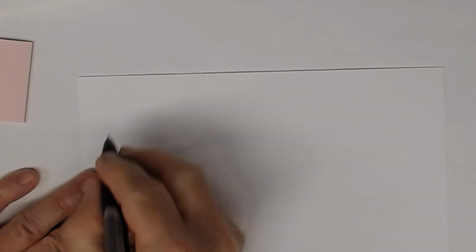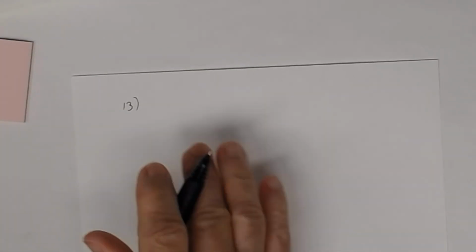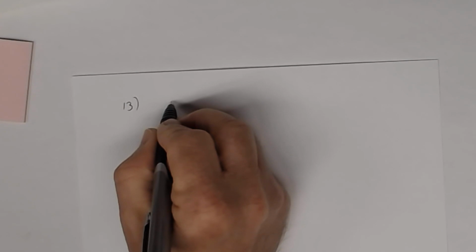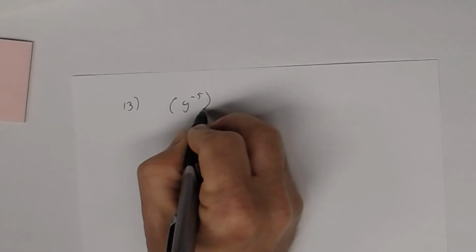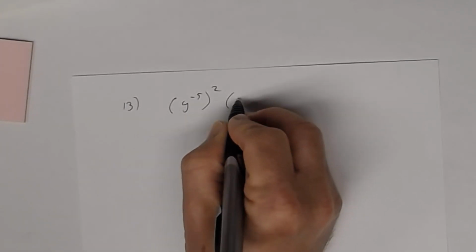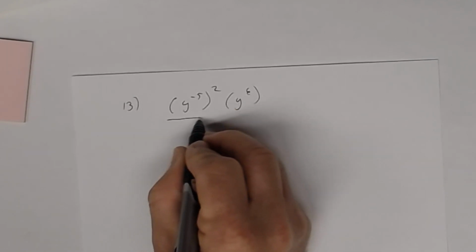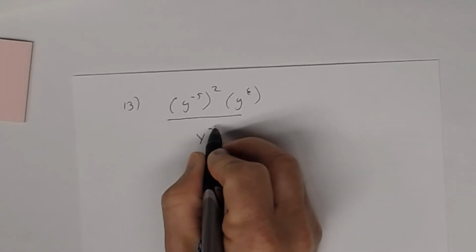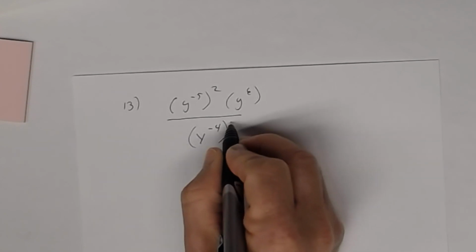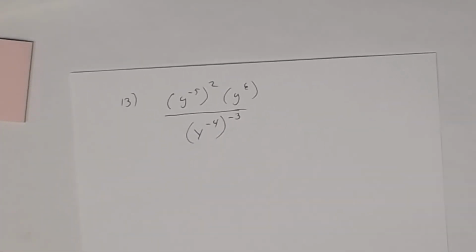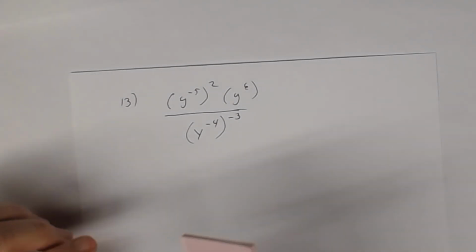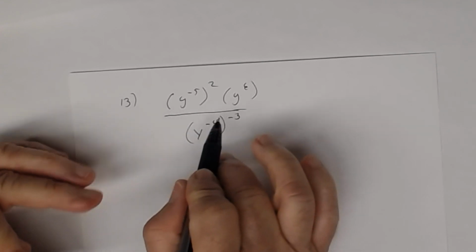So number 13, let's suppose we had y to the negative 5th squared, times y to the 6th, divided by y to the negative 4th raised to the negative 3rd. So let's suppose we had that. Again, we're dealing with negatives, so don't let that throw you off. Just simplify as much as possible. Just think about this strategically. You need to get rid of those parentheses to begin with.